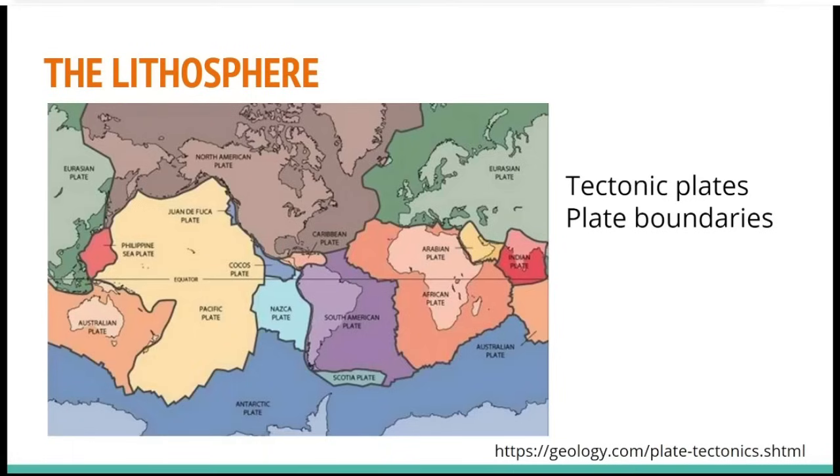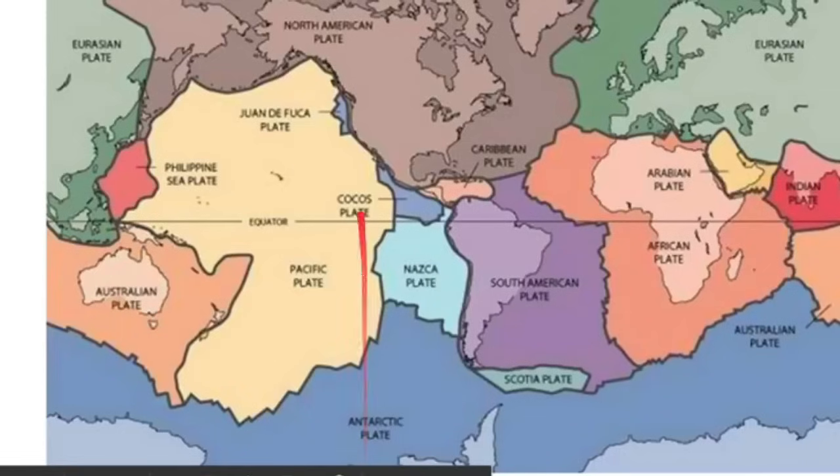Plate boundaries, on the other hand, are edges that separate the tectonic plates from one another. If this is one plate, the Pacific plate, and this is the Nazca plate, which is another tectonic plate, then the line in between them is a plate boundary. As we can see in the map, there are lots of plate boundaries all over the world.